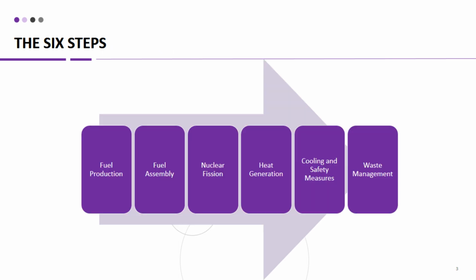Alright, so there are 6 steps in how nuclear reactors work, and they are the fuel production, fuel assembly, nuclear fission, heat generation, cooling, and safety measures and waste management.